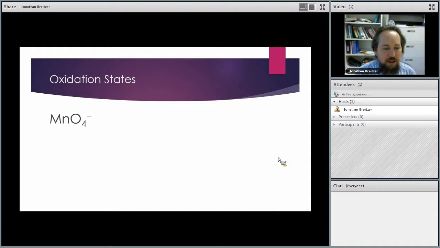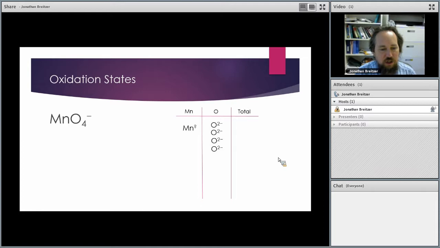So let's try the permanganate ion. Let's break it down by the elements: the manganese, the oxygen, and the total. There's one manganese there, whose charge we don't know. There's 4 oxygens whose charge we do know. We'll assume that they're the usual charge, 2 minus. Oxygen in a compound is usually 2 minus. Now the total is 1 minus, because of what's written up there in the upper right-hand corner.